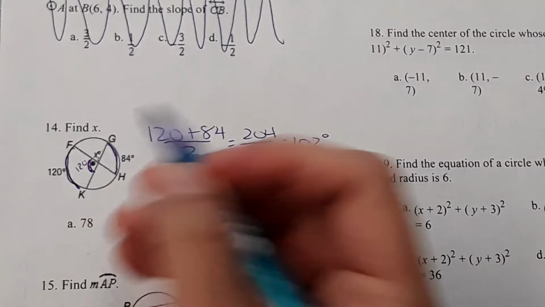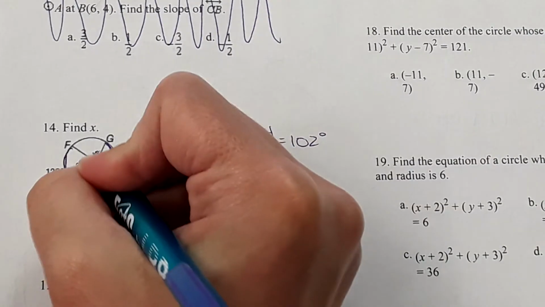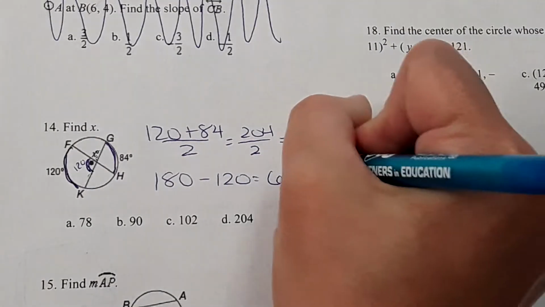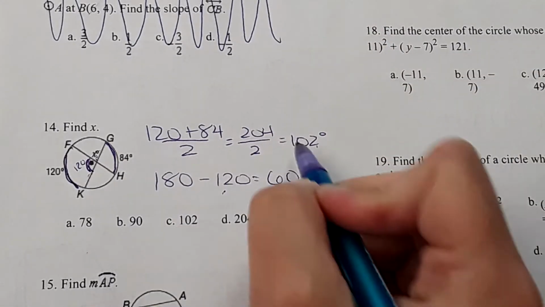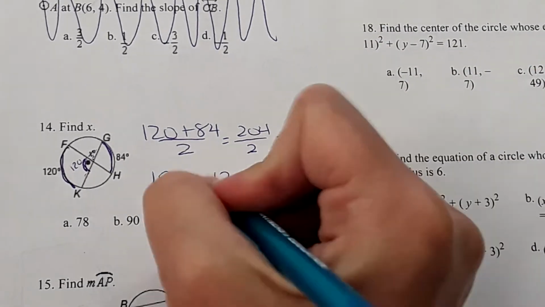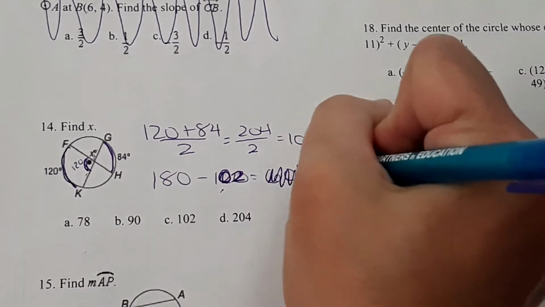Now to find X, we have to do 180 minus 120 to get X, because those two angles are supplementary. So the answer is 60 degrees. Wait, oh wait. I subtracted 120, it's 102. That's why it's not coming out. 102. Comes out to 78.